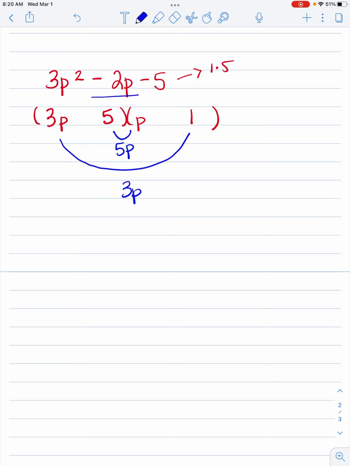And I want a negative 2. So that means I need this 5 to be a negative 5, because negative 5 plus 3 is obviously negative 2. So this would need to be a negative number, and this would need to be a positive number. So the factored form of this one is 3p minus 5 times p plus 1.